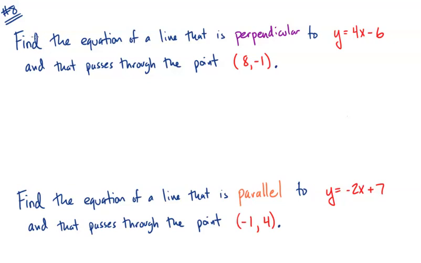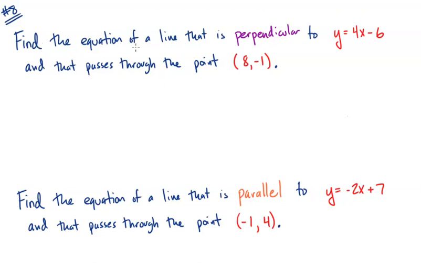So this question here is related to question number 8 from the exam study guide. It's not the exact question, but it's the same idea. It says find the equation of a line that is perpendicular to y equals 4x minus 6 and that passes through the point 8 comma negative 1.